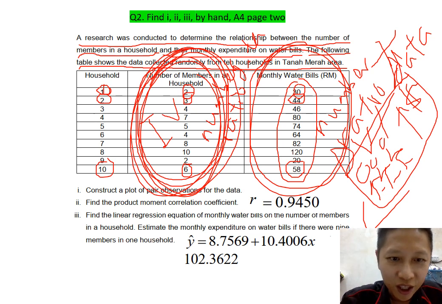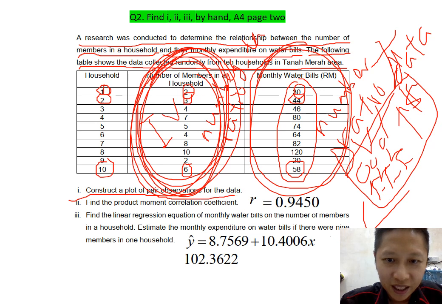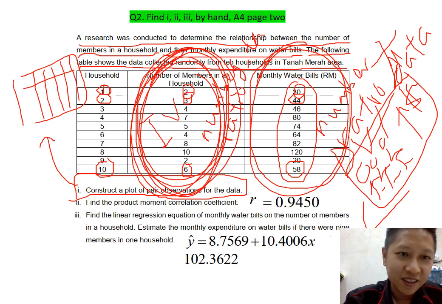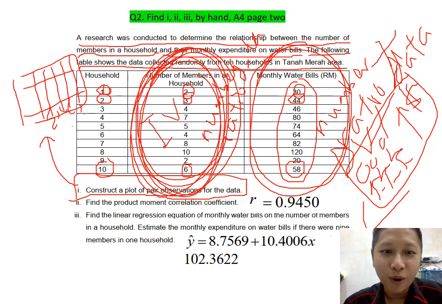First one, you want to construct a plot of paired observations for the data. This one you're going to build the table later on. This is a very crucial, important table. You have the summation for the x, summation for the y, and so on. You can refer to the previous problem.